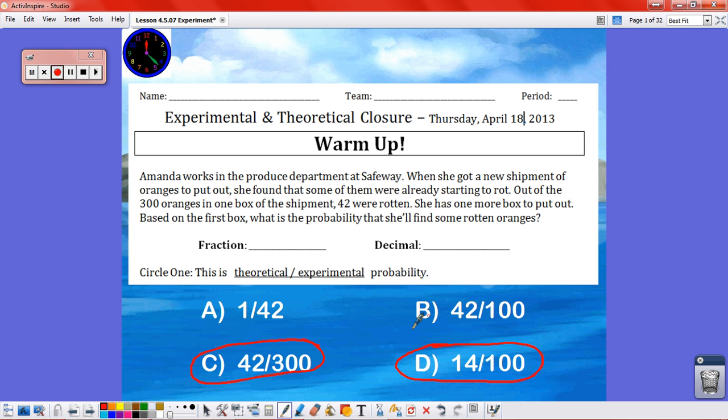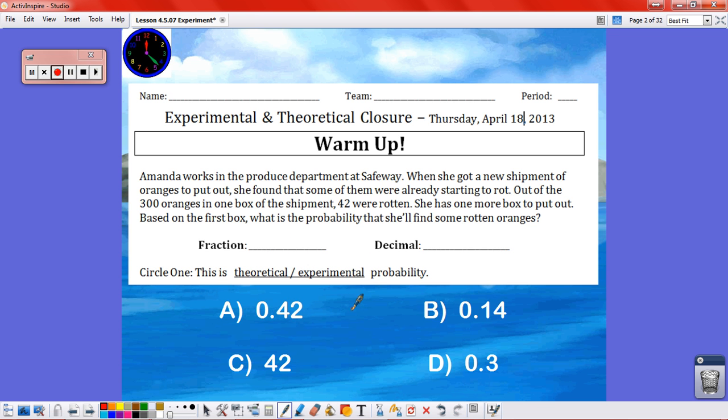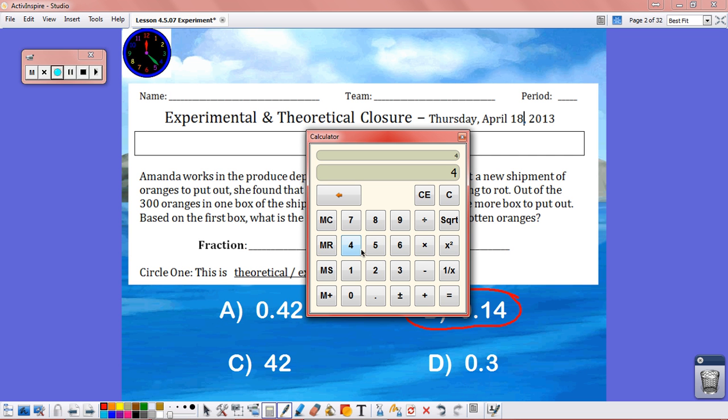And I do that to help them with the decimal, which is the next question. What's the decimal? Is it 42 hundredths, 14 hundredths, 42, or 3/10? Well, it's 14 hundredths, because 42 300ths can't be the same as 14 hundredths. You have to simplify it down to hundredths in order to get that. So B is the correct answer here, 14 hundredths. Or you can also do 42 divided by 300 to get the decimal, and you get 14 hundredths.